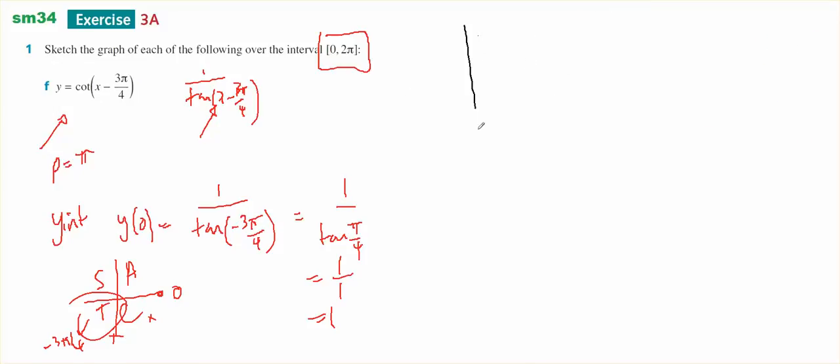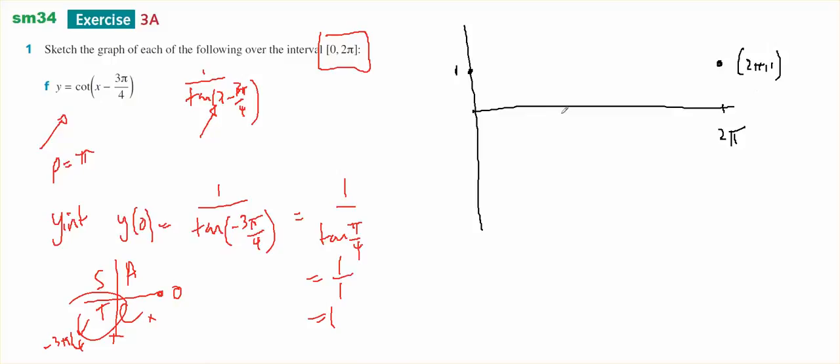So if I draw my axis, at 0 I'm going to be at 1, and at 2 pi I'm going to be at 1, and also know that at pi, because the period of this is pi, that will also be at 1.